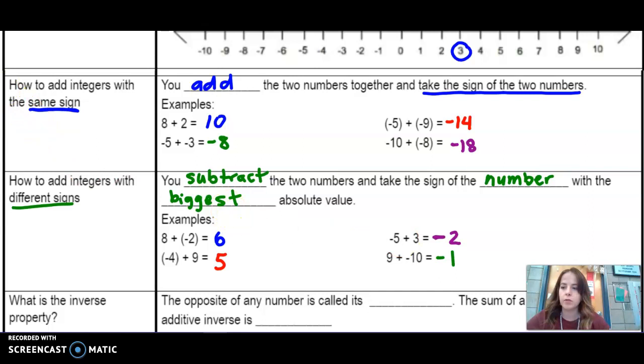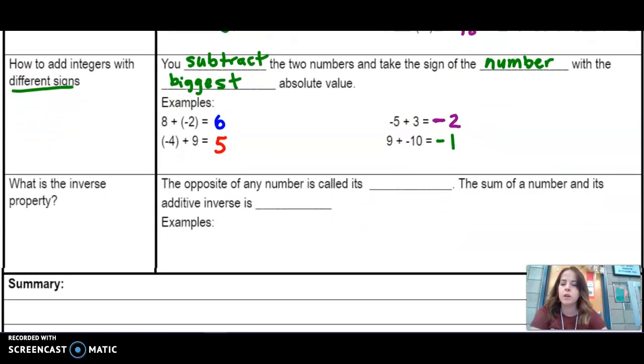Last thing I want to go over, what is the inverse property? So the opposite of any number is called its inverse, also known as an additive inverse. So the sum of a number and its additive inverse will always be 0.